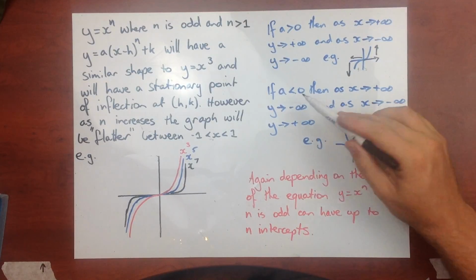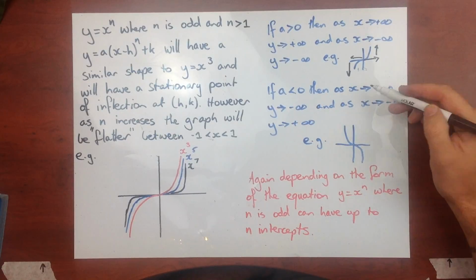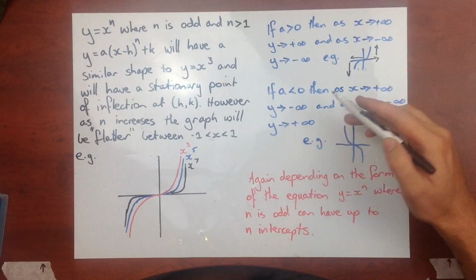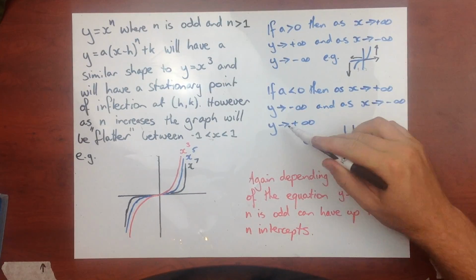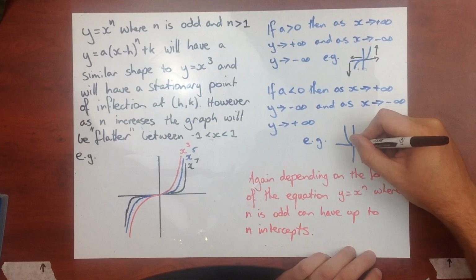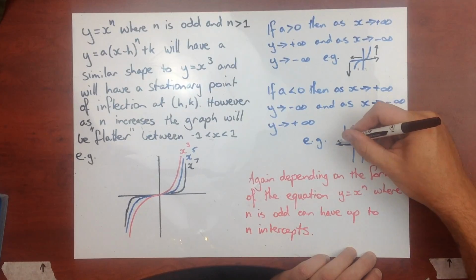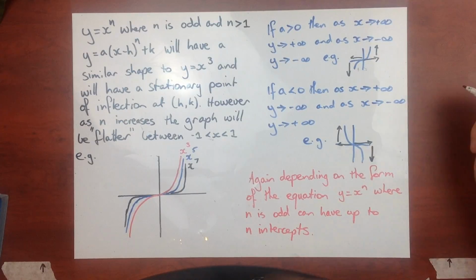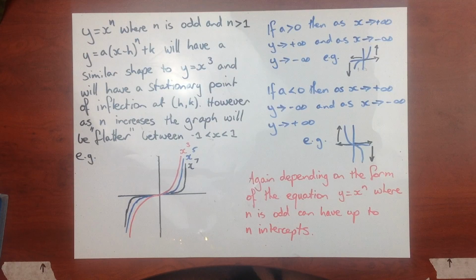Okay, and then conversely, if a is less than 0, then as x gets bigger, y gets more negative. As x gets more negative, y gets more positive. So as x gets bigger in the negative direction, y gets bigger in the positive. As x gets bigger in the positive, y gets bigger in the negative. Okay, and again, depending on the form of the equation, y equals x to the power n, where n is odd, can have up to n intercepts. So same thing. Doesn't matter whether we're an even or an odd power.